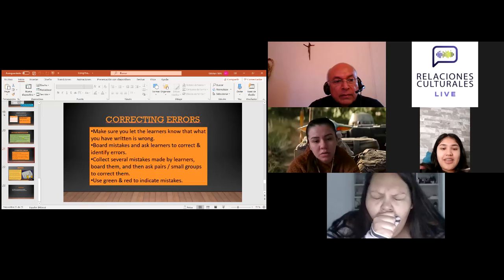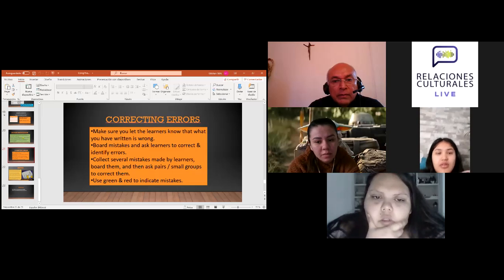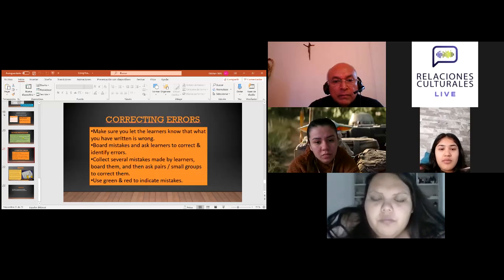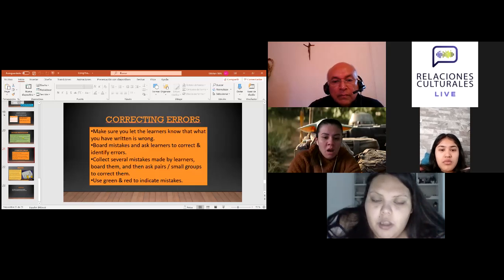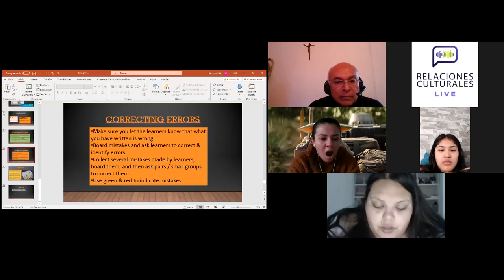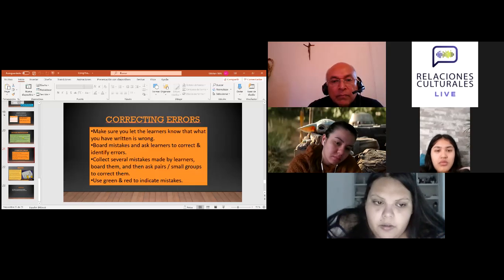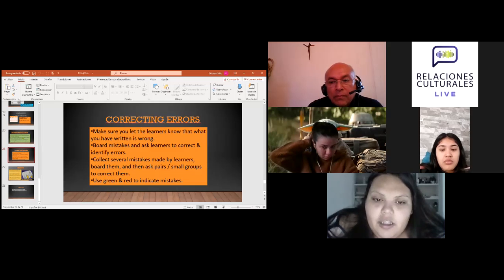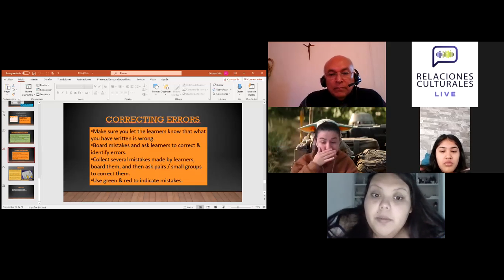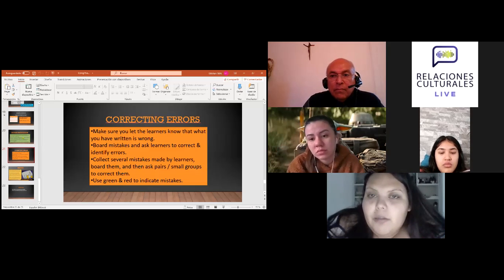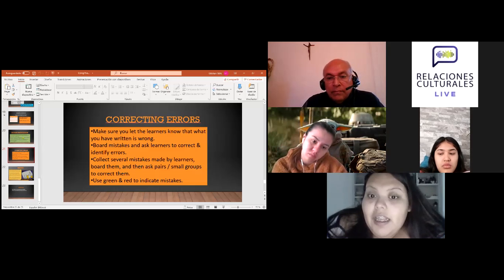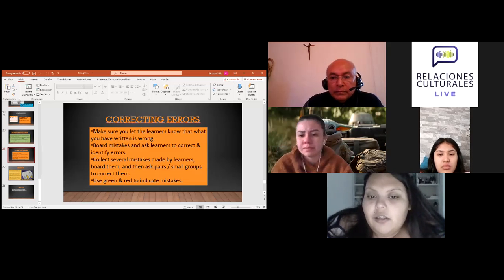Oh, correcting errors. Make sure you let the learners know that what you have written is open to mistakes, and learners correct and identify errors. Select several mistakes made by learners, board them, and then ask pairs or small groups to correct. Use green and red to indicate mistakes. Here it is really helpful, even with verbs. For example, when you are saying something in the past, put the verb in the present, and they identify that the verb is not right.